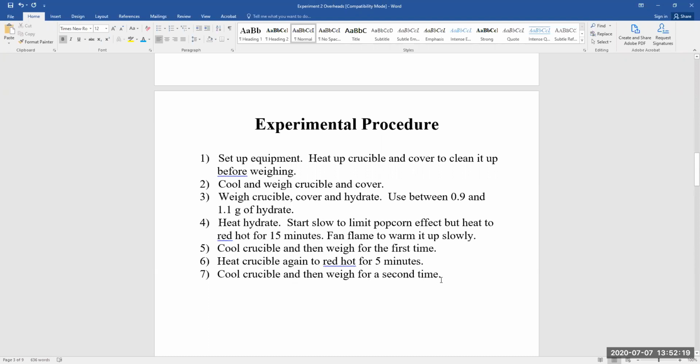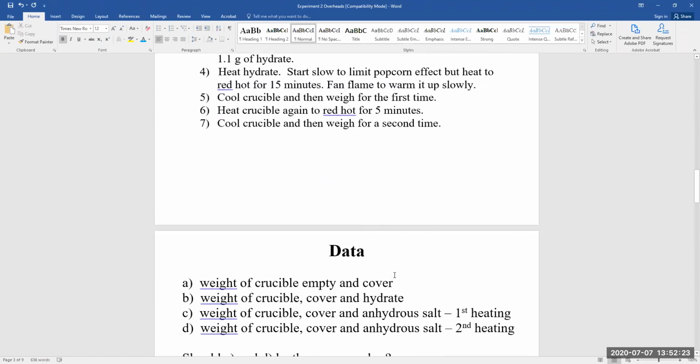and this should be your best weight because it's the one where it's driven the most water because you've heated it twice. But again, if you've done this experiment well, then both of those values would be very similar.